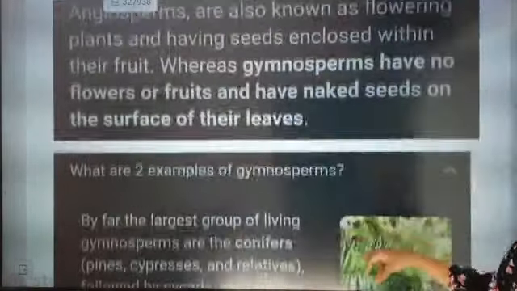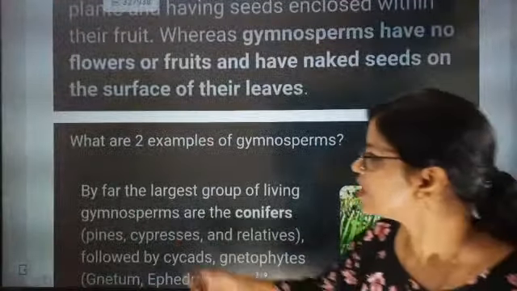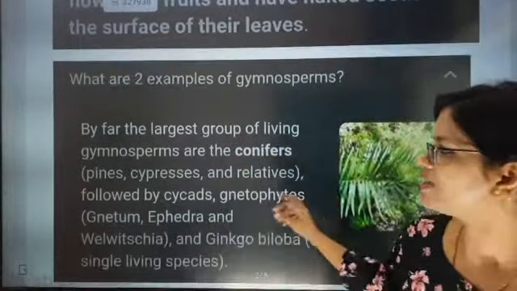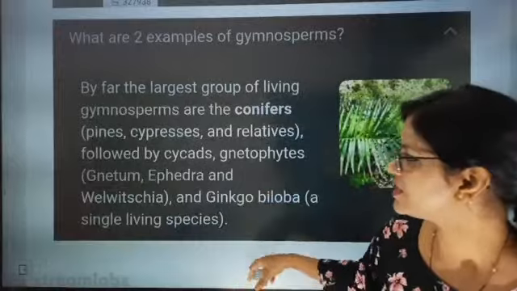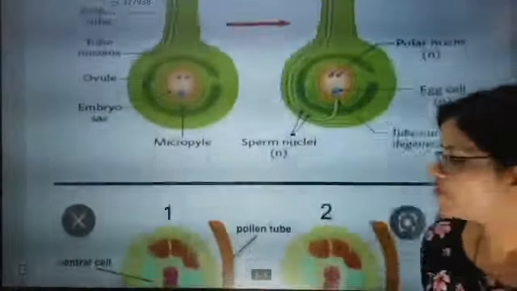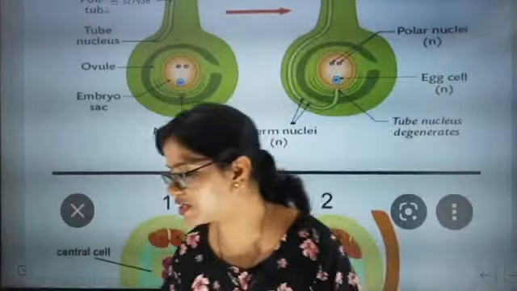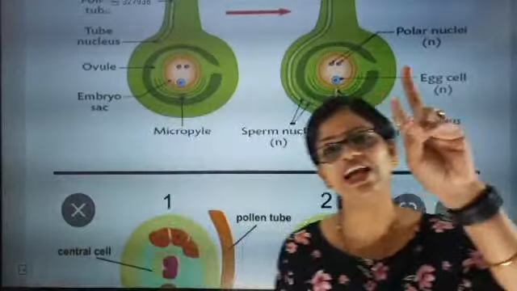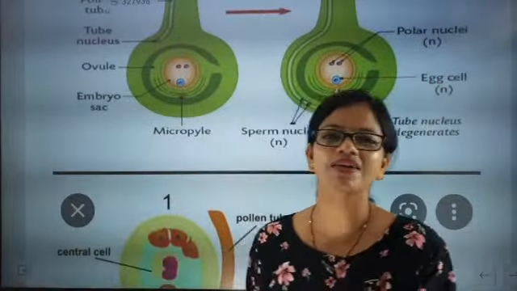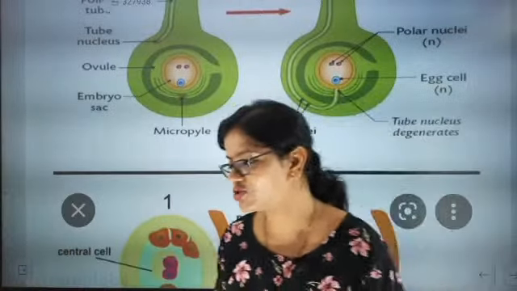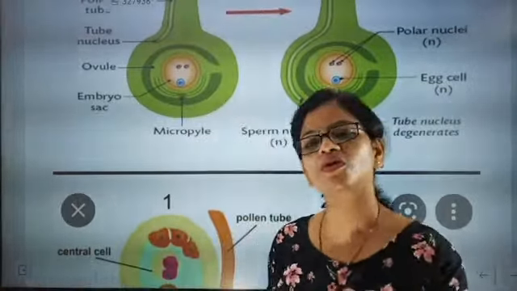This is exactly one of the examples of gymnosperms. By far the largest group of living gymnosperms are conifers, pines. Understood? And some examples of names of the seeds are there, so you can go through that. I hope till here everybody understood angiosperm and gymnosperm, beta. So for double fertilization, directly the word should come, auntie. Double fertilization means angiosperms. Just one word and you are going to pick that.